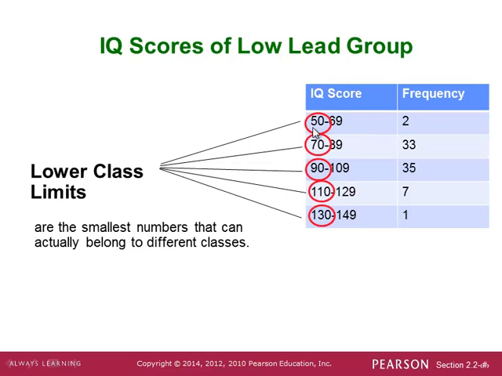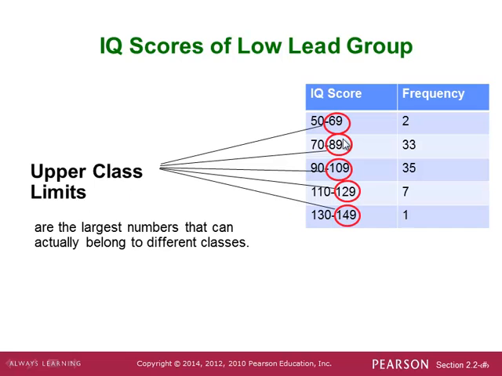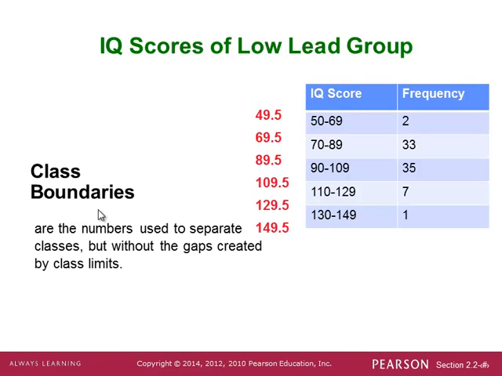Now, let's pay attention to these lower numbers. These lower numbers for the classes are called lower class limits. And these upper numbers are naturally called upper class limits. Class boundaries, well, let's take a look. They typically will not be members of either the lower class limits or the upper class limits.